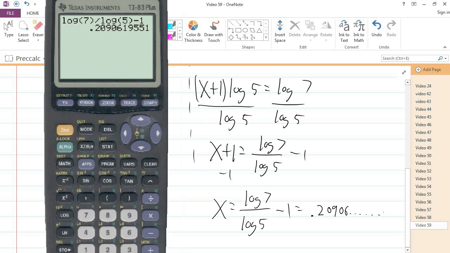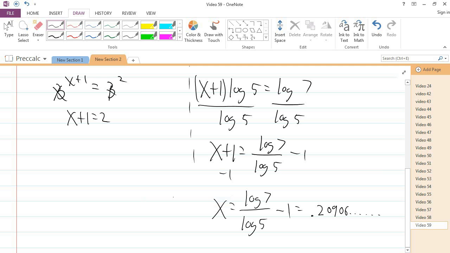Okay? So if you have an exponential equation where you can't get the bases to be the same, take a log of each side. Now if you can get the bases to be the same, it's usually easier to do that. But if you can't, a log of each side works.